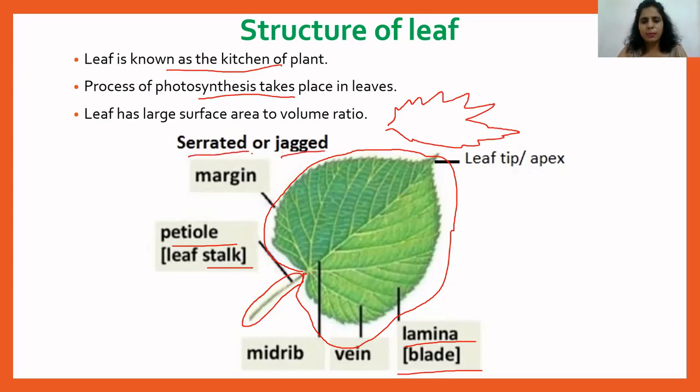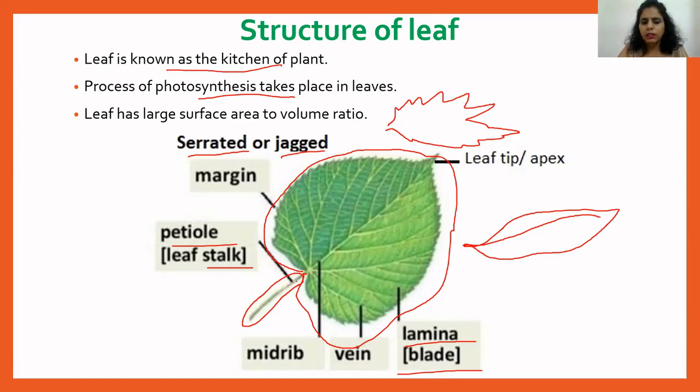You should remember all these parts very well, and you should also remember these two terms, serrated or jagged, because sometimes in the IGCSE paper, a question on the margin of the leaf is also asked. You have to write down what type of margin the leaf has, whether it has a smooth margin, plain margin, or a serrated or jagged margin. In this particular case, the leaf has a serrated margin. Some leaves have a simple and very smooth margin like this. Many plants have leaves with the simple, plain and smooth margin, but here the leaf has a serrated margin.